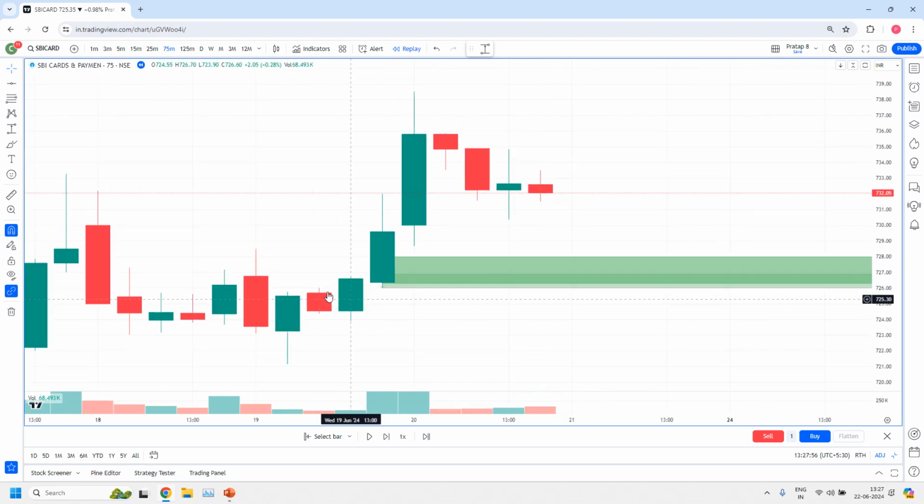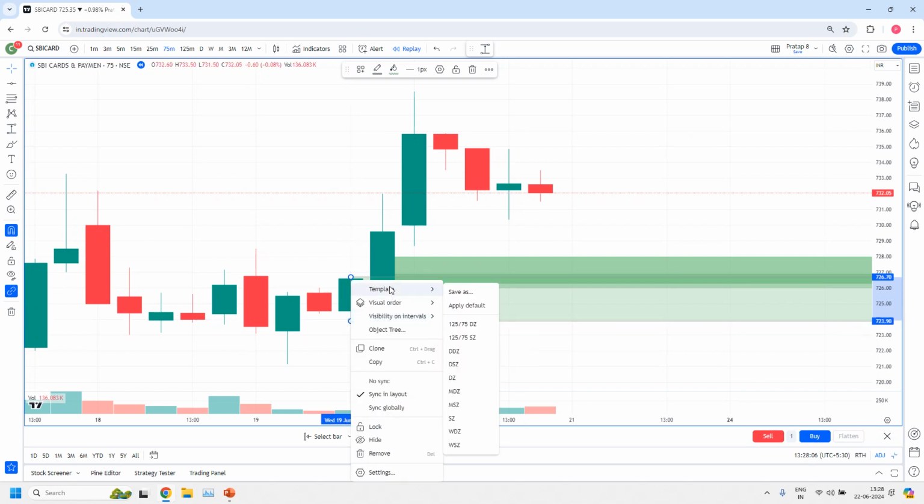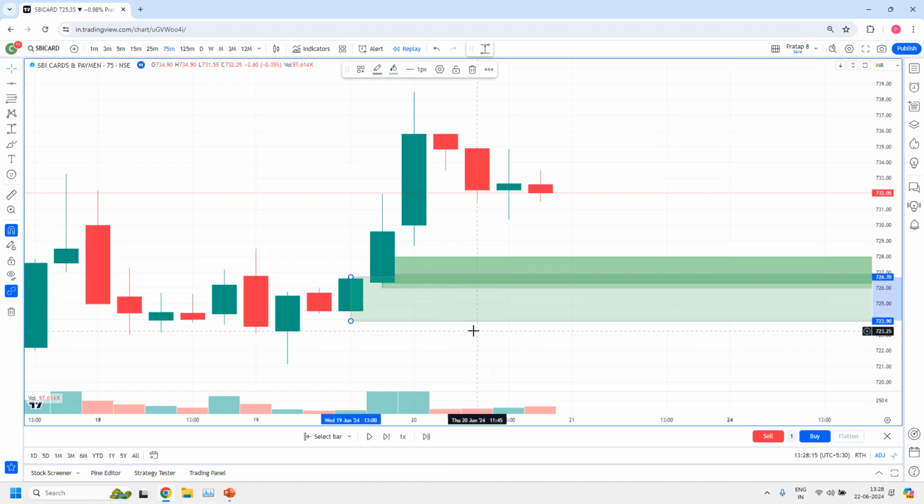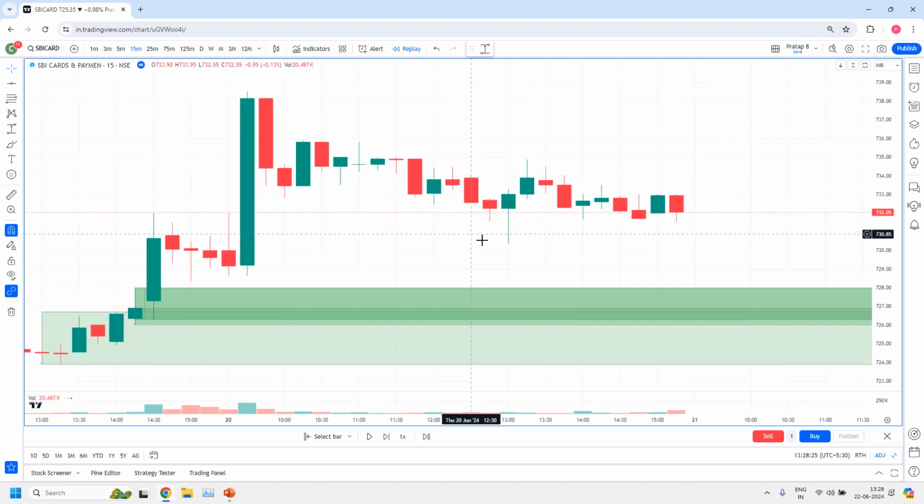We have a rally, 2 base candles and a rally candle. You draw the 75 minute zone. Maybe use light color. So I am using daily color, light color, daily demand zone. Now the 75 minutes demand zone, our software has given a confluence. Very good. Now again go to the 15 minutes time frame.